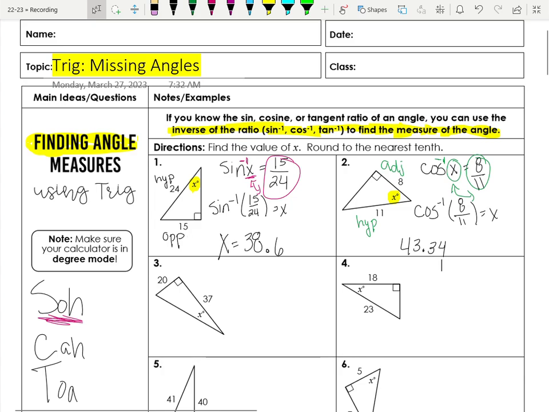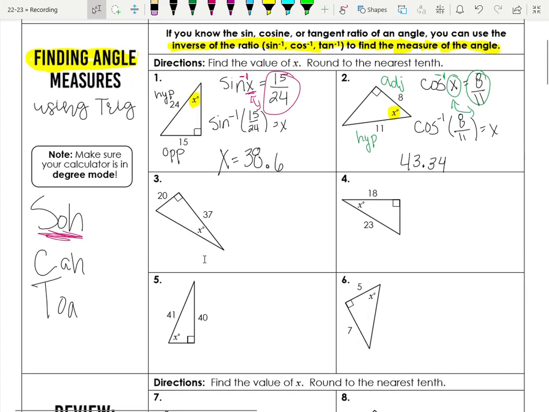The last one, go ahead and get our tangent out of the way. Same idea, different problems. We are observing from this x, which means 20 is my opposite, and 37 is my adjacent. So we're going to use our tangent.